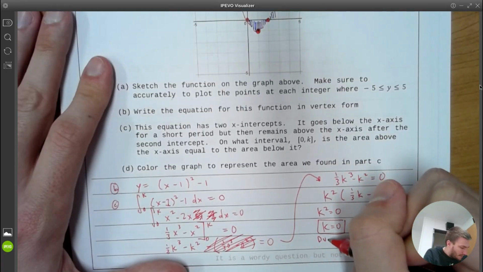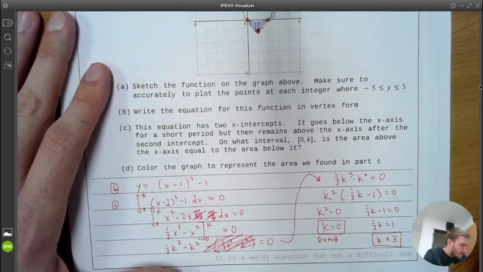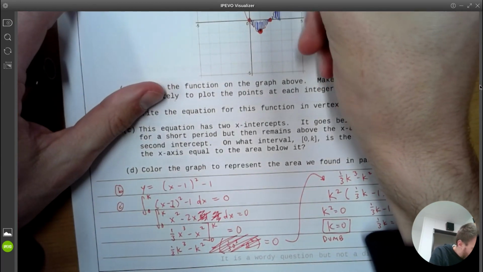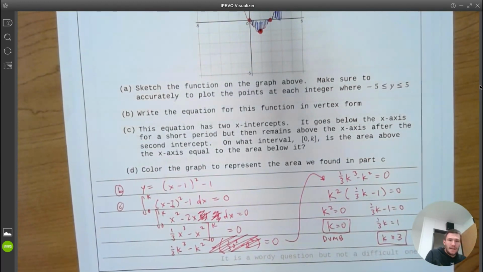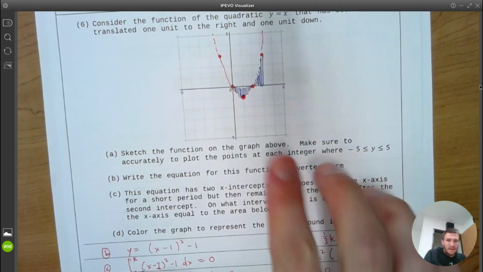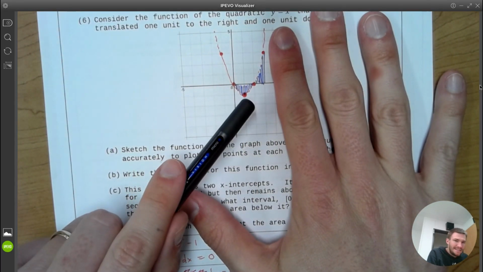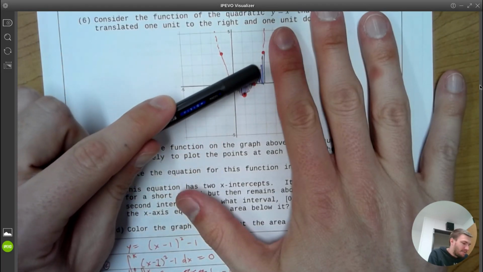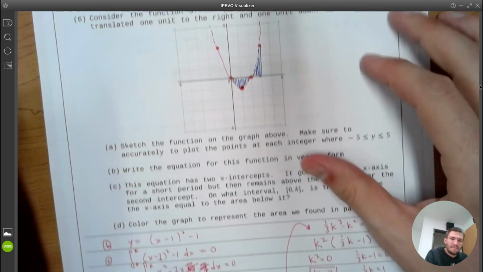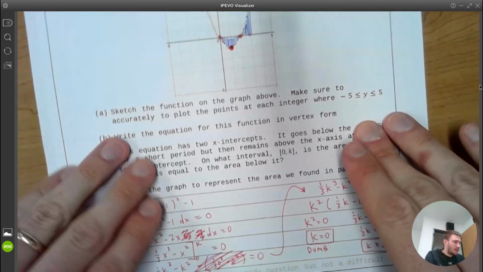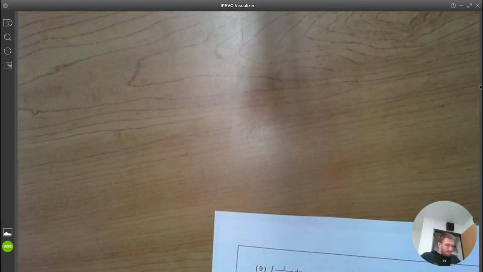This is kind of a dumb answer. So really, so interesting. I'm going to go ahead and finish D by coloring. The amount below right here is exactly the same as the amount above right there. Neat. Cool. Let's keep going.